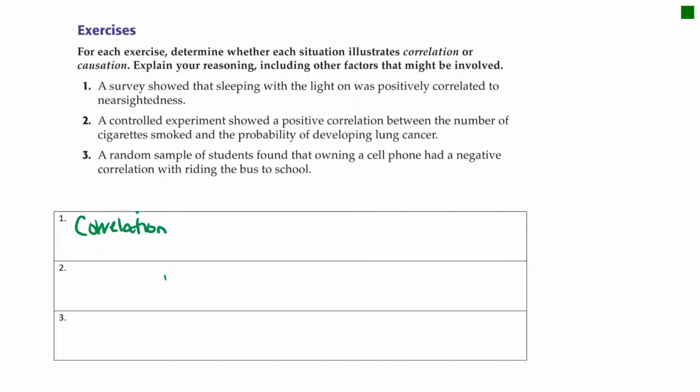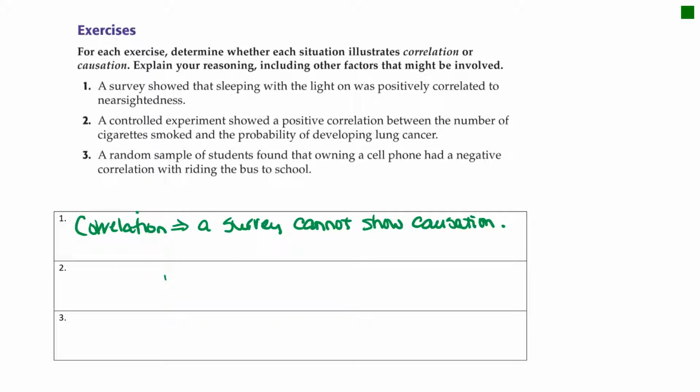Okay. First of all, there are two things that I want to talk about. A survey cannot show causation, okay? That's the first thing we want to talk about. Anytime we're talking about data being collected by a survey, that's not going to show causation. A survey is just, I'm handing this out, you're nearsighted, do you sleep with the light on, yes or no? That's not a controlled experiment. It's not something that shows that one thing causes the other. So if they say it's a survey, it's going to be correlation.